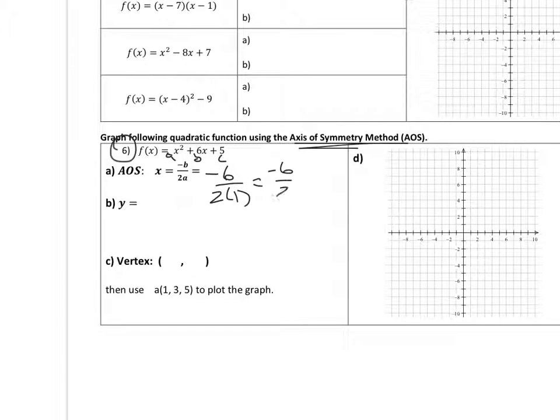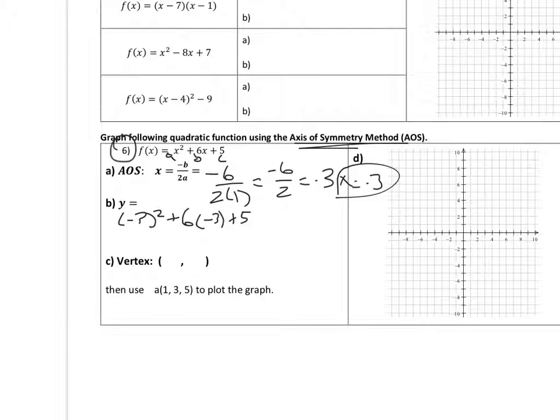So negative 6 over 2, which simplifies to negative 3. Well, that's my axis of symmetry. X equals negative 3. It's always a vertical line, okay? Now to find y, you just take it and plug it in. Negative 3 quantity squared plus 6 times negative 3 plus 5.